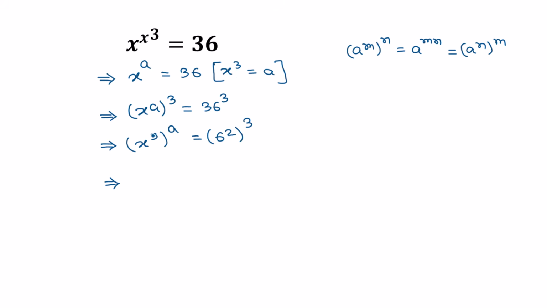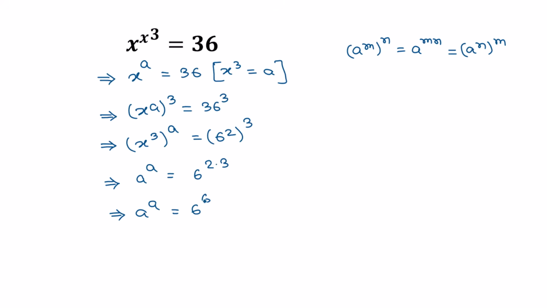So substituting this x cube as a, we can write this as a to the power a is equal to, again applying this formula, a to the power m whole to the power n, we can write it as a to the power m times n. That means we can write the right side as 6 to the power 2 times 3. So 2 times 3. Now the left side is a to the power a is equal to 6 to the power 2 times 3, this is 6.